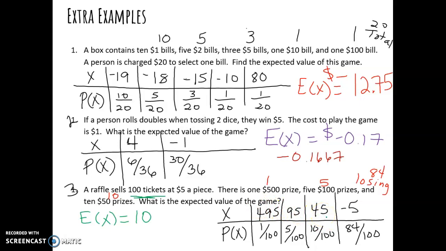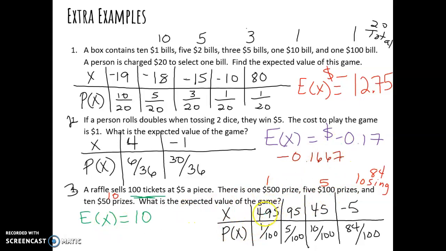Or you could lose because there's 100 tickets. So some of these tickets aren't winners, and if you lose, you lose $5. So I counted up. There's one $500 prize, 5 $100 prizes, 10 $50 prizes. That's a total of 16. That doesn't account for the remaining tickets. So 16 plus 84 is 100 tickets, so that means there's 84 losing tickets.